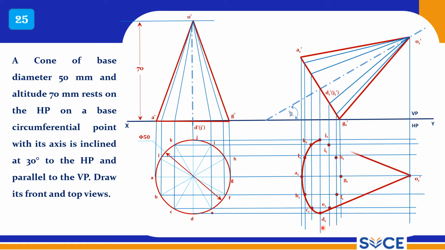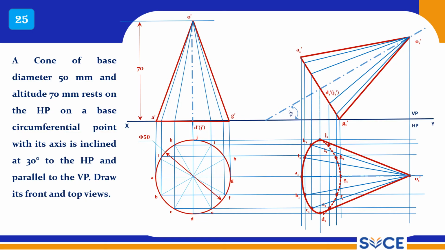So this is the final top view. Now you can draw generators with thin lines, and don't draw any thick lines. This is the final top view, students. Even if you don't connect these generators, nothing is wrong, but the only thing is you have to show this dotted line.